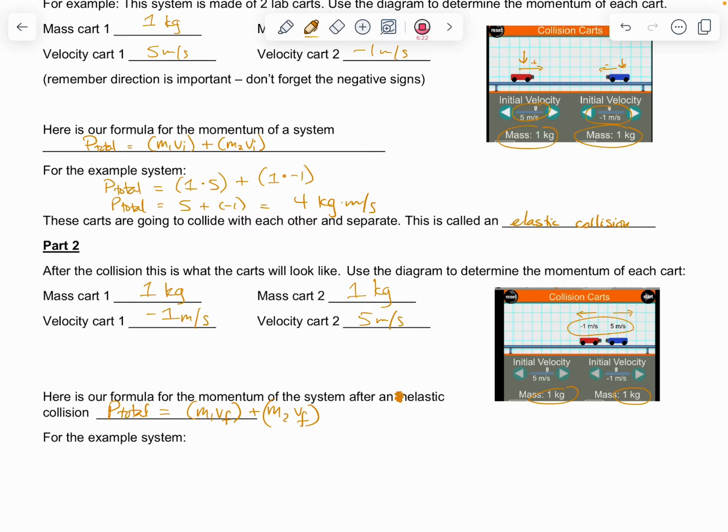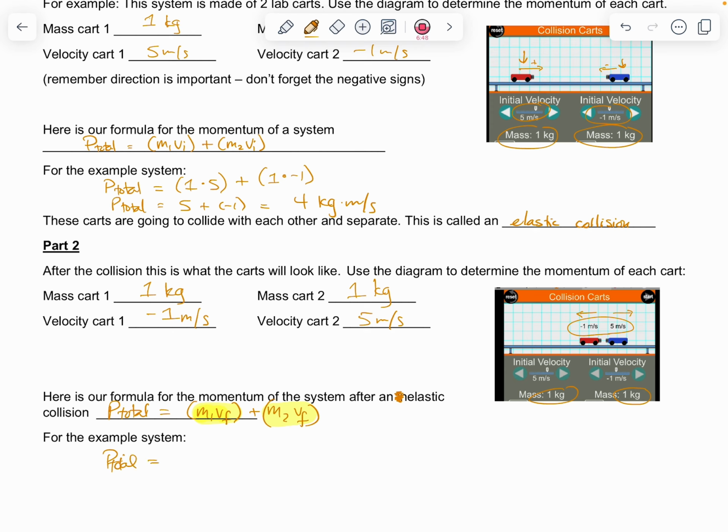In the first time we did this, we had those carts stuck together, so we added their masses and there was just 1 velocity. Now the carts are not stuck together, so we still have 2 separate carts, and so we have our mass and velocity of cart 1 and our mass and final velocity of cart 2.